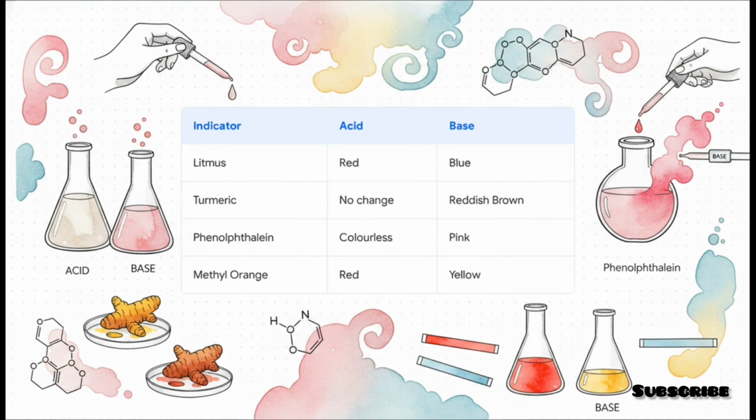Now, what's really cool is how we can identify these without having to taste or touch them, which, by the way, you should definitely never do in a lab. We use chemical indicators. Take a mental snapshot of this. Notice how turmeric doesn't change color in an acid, but it turns this reddish-brown color in a base. Or phenolphthalein. It is completely colorless if it's in an acid, but it pops into a bright pink in a base. You're going to want to memorize these exact color shifts for your exams for sure.